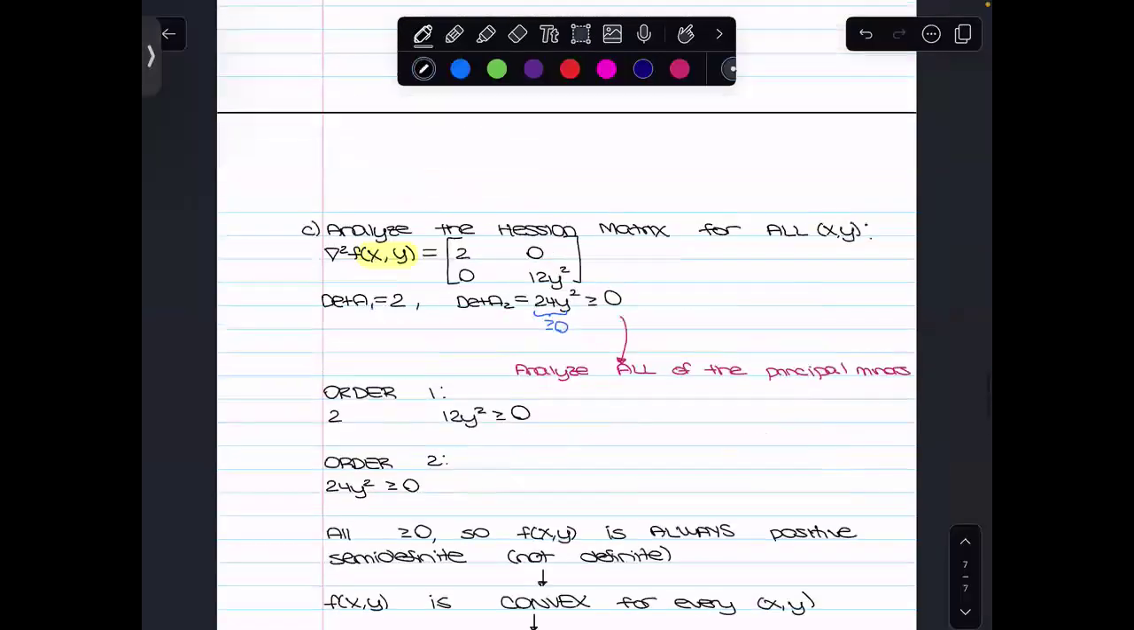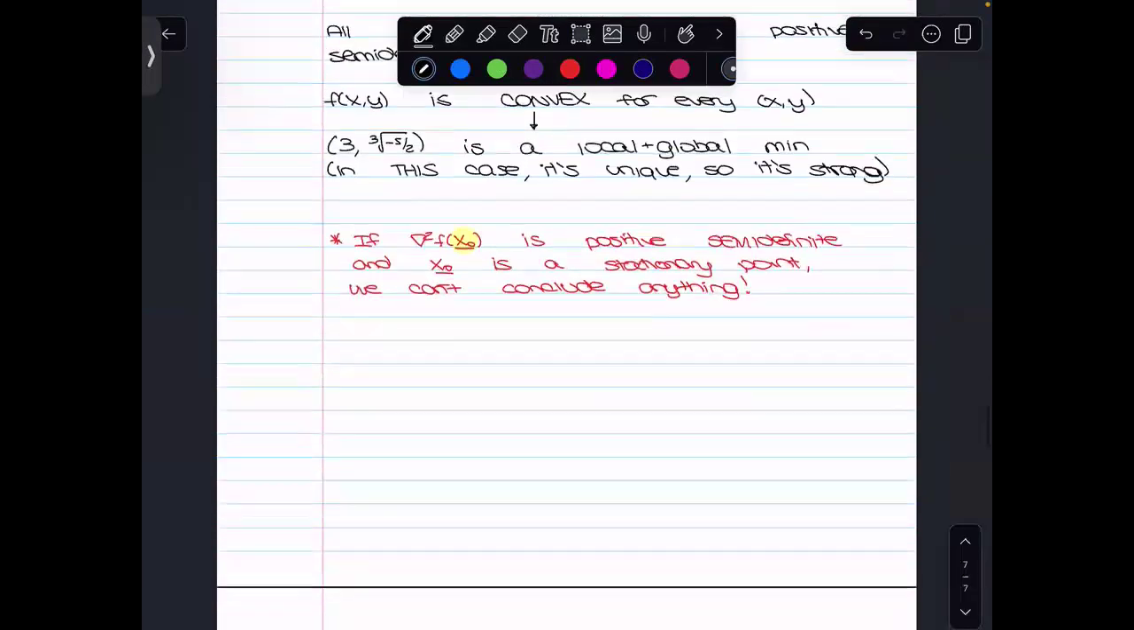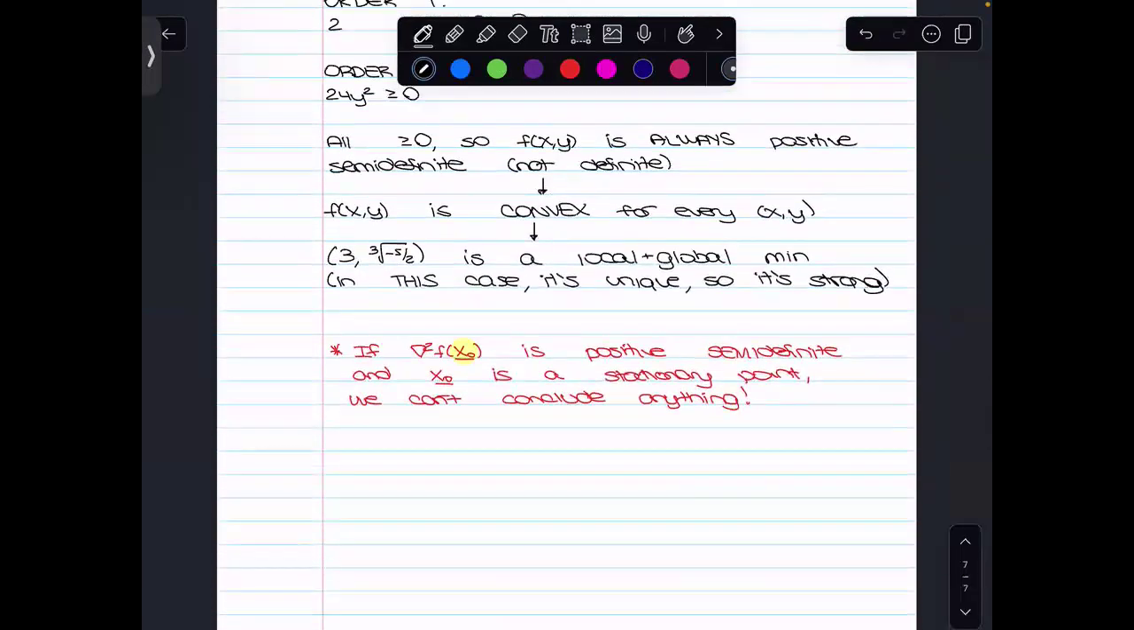So for the locals, it's unlikely to see that situation, just because again, you can't make a conclusion. But for the globals, it can happen, and you can make a conclusion.